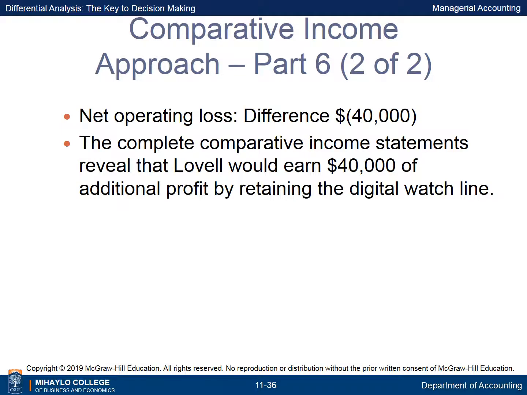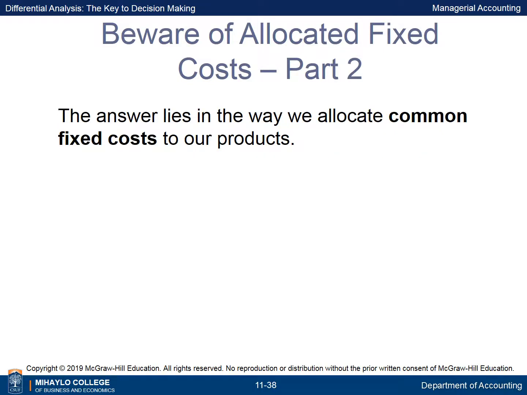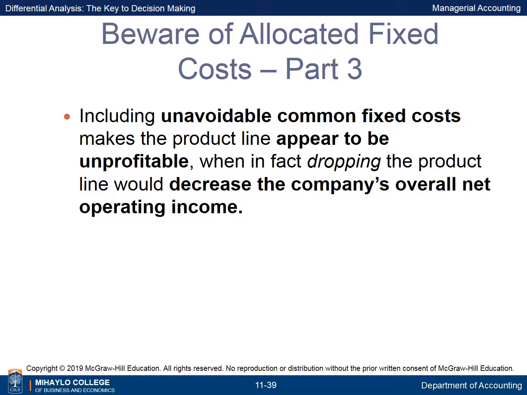The completed comparative income statements reveal that Lovell will earn $40,000 of additional profit by retaining the digital watch line. Allocated fixed costs can distort the keep-drop decision. Lovell's managers may ask, why should we keep the digital watch segment when it's showing a $100,000 loss? The answer lies in the way common fixed costs are allocated to the products. Including unavoidable common fixed costs can make a product line appear to be unprofitable, when in fact dropping the product line would decrease the company's overall net operating income.